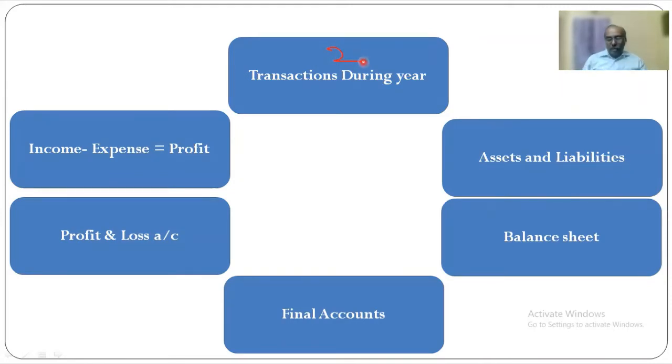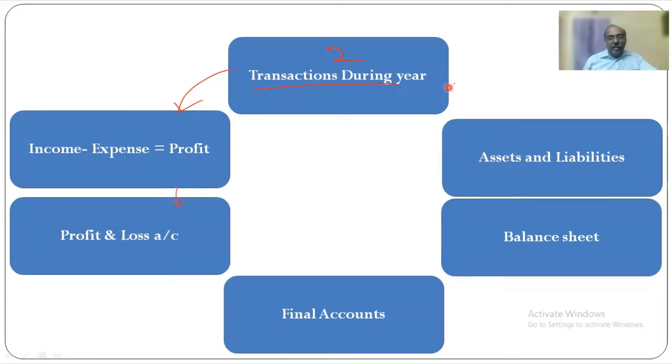Whatever transactions happened during the year, with those transactions we are supposed to find out what all the income is and what all the expenses we have made. And we are supposed to deduct the expenses from the income and find out the profit. This is nothing but elementary school mathematics of sales minus cost is equal to profit. So in this way we can prepare the profit and loss account.